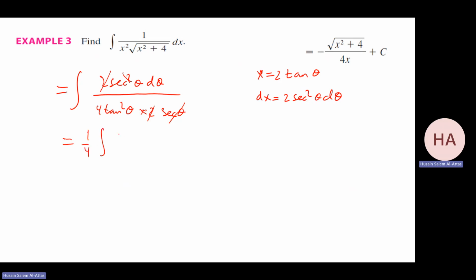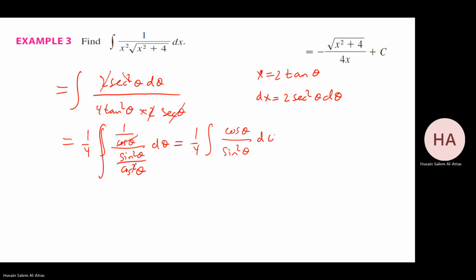I have secant, which is 1 over cosine, over tan square, which is sine square over cosine square, d theta. Cosine cancels and 1 cosine square is cancelled. So I have 1 over 4 integral of what? This will be cosine over sine square d theta. Am I right?